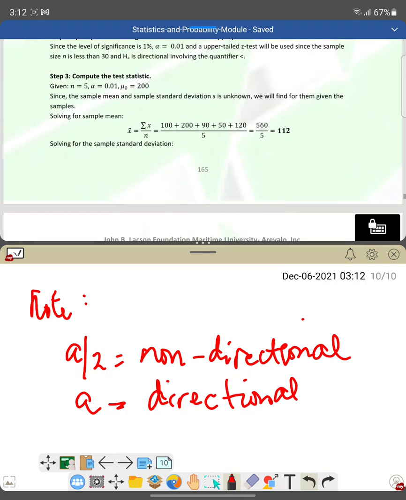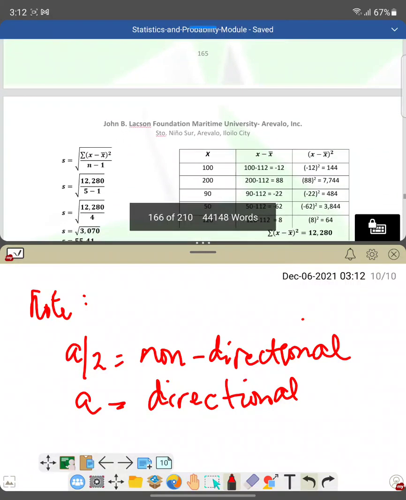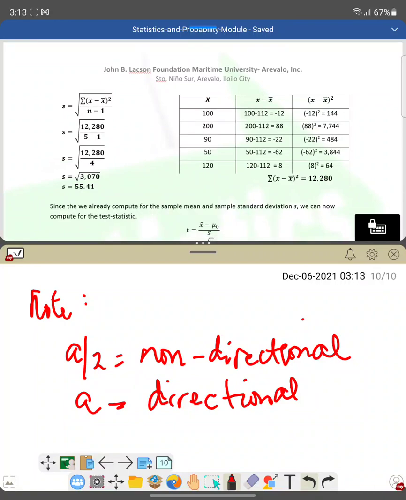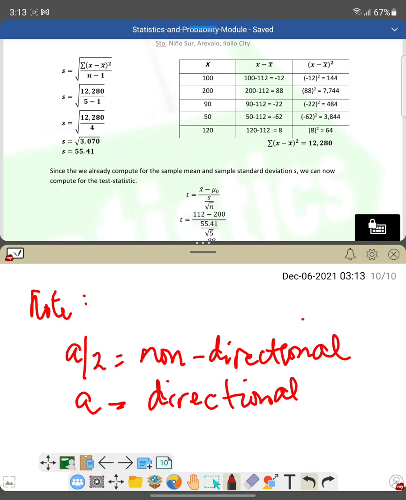Since the sample mean and sample standard deviation are unknown, we will find them from the given sample. Solving, we first find the average, that is 112. Then solving for the sample standard deviation, we have this formula: S is equal to the square root of the summation of (x minus x bar) squared over n minus 1. So we have a sample standard deviation of 55.41.